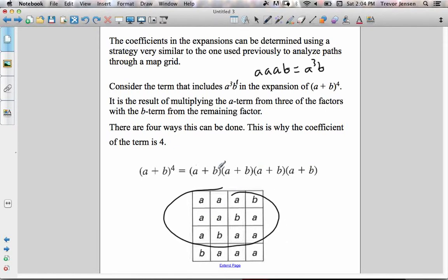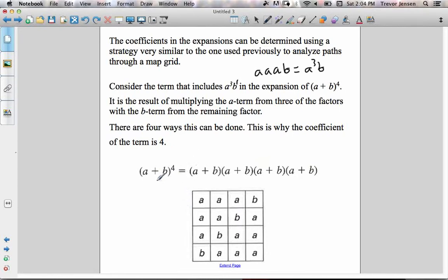I only circled 3 of them, but you can see the 4. It could be a times a times a times b, or a times a times b times a, or a times b times a times a, or b times a times a times a. Well, we don't have to write out all of those all the time to figure out the number of ways it could happen, so we're going to think of it as a combination.